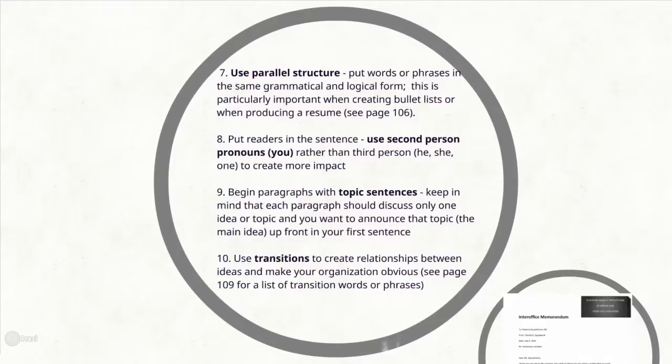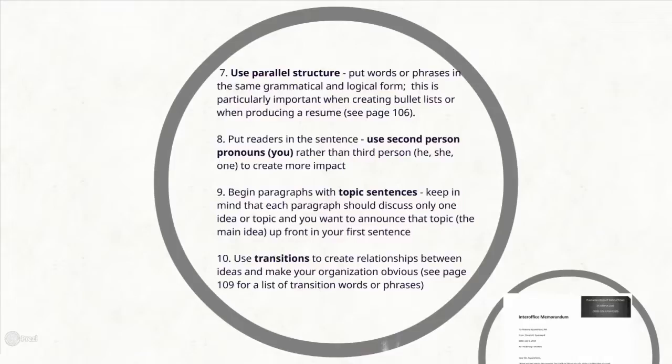But when you're creating bulleted lists as you produce these memos and letters for your first major assignments, you want to make sure you've got the items in that list appearing in the same form. And again, you can see page 106 of the course text for some examples.